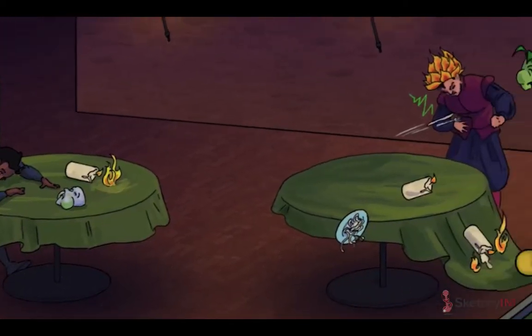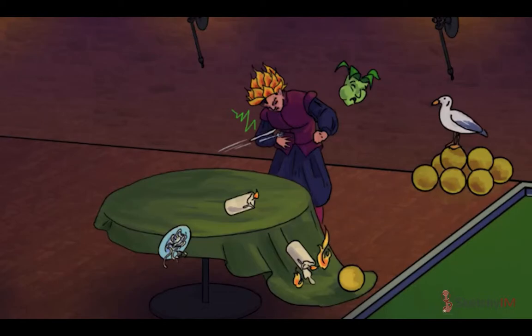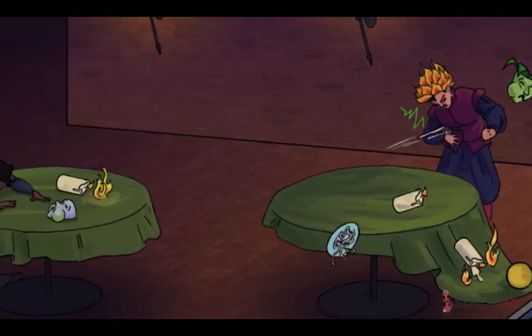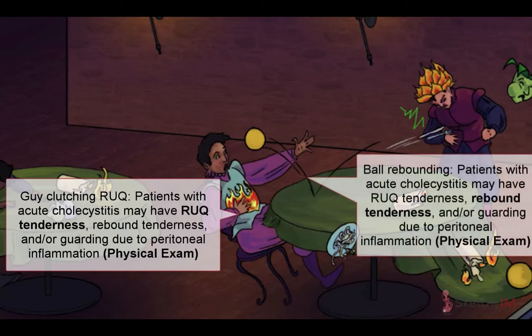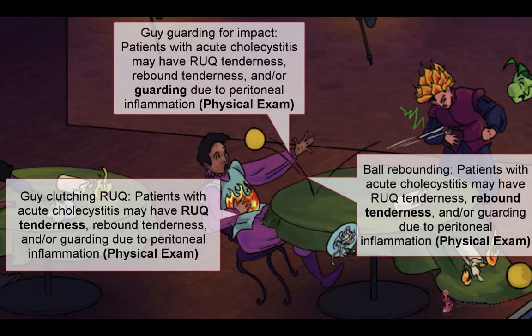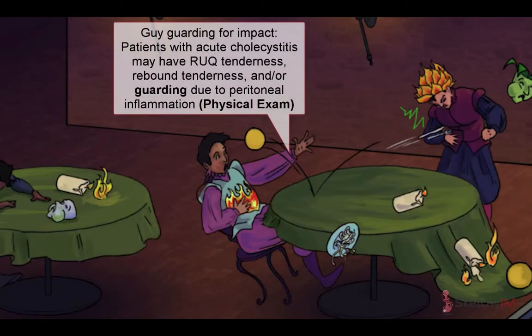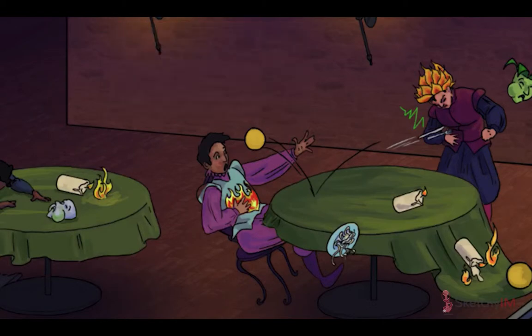Moving on. Always take into account fever seen on initial vital signs, as this is a key feature suggesting acute cholecystitis rather than biliary colic. As you'd expect, patients with acute cholecystitis often have tenderness to palpation in the right upper quadrant due to local irritation. Additionally, they may also have rebound tenderness or guarding due to parietal peritoneal inflammation. Hence, this guy falling backwards in his chair from that bocce ball rebounding in his face, clutching his right upper quadrant as he guards for impact. The flame pattern on his shirt is there to remind you that peritoneal inflammation is what causes the peritoneal signs of rebound tenderness and guarding.